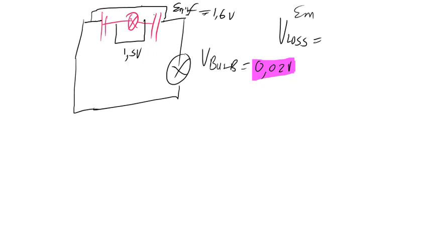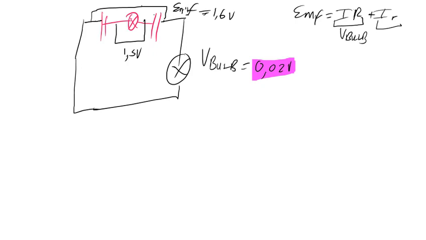Remember, EMF is equals to I, so I'll say IR, the external resistance. This one represents the V bulb. Remember, IR is equals to V bulb. EMF is the total voltage in that circuit, plus I and the small r, the internal resistance. You see? This one represents the V loss.